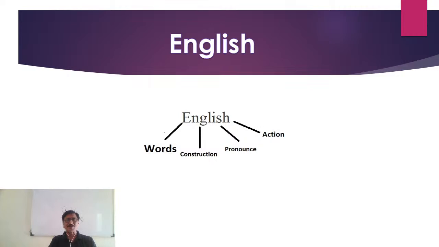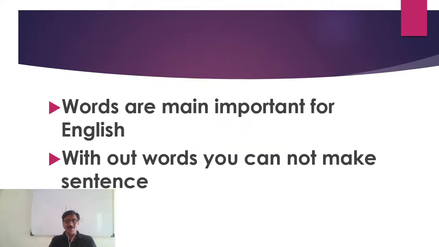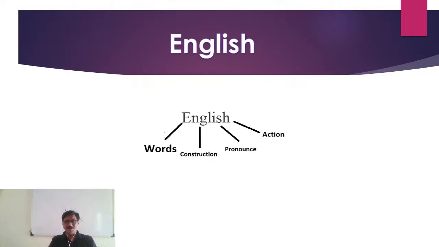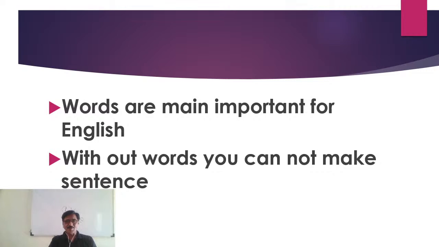So words we have to gather. Gathering of words is the main important thing. Words are the most important in English. Without words you cannot make any sentence. Now the kinds of words we are going to see: there are 8 kinds of words, and we are going to talk about them one after another.